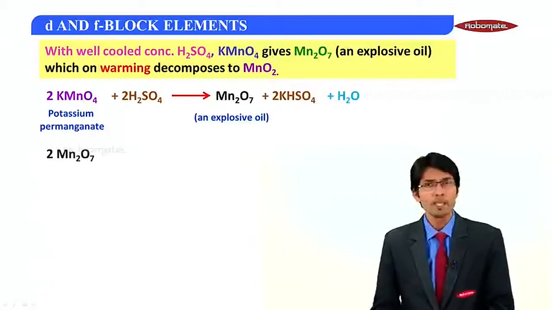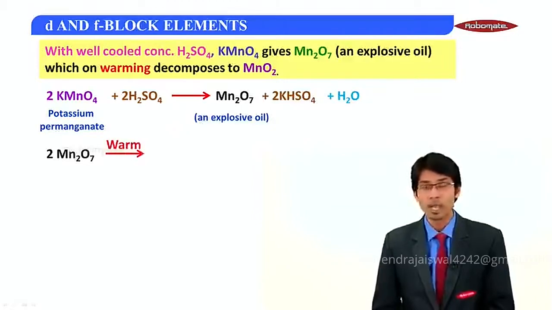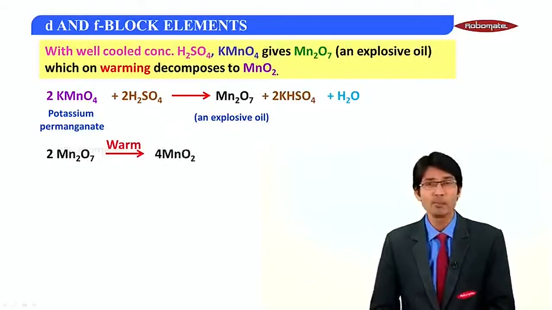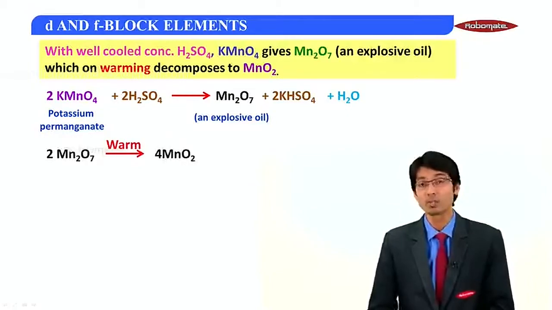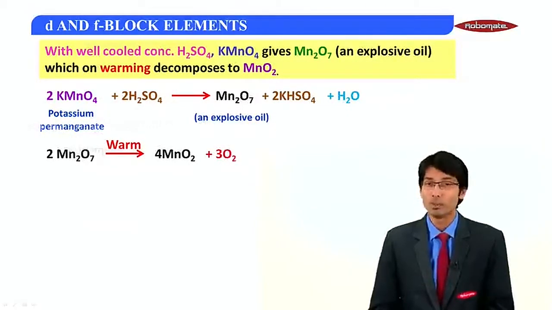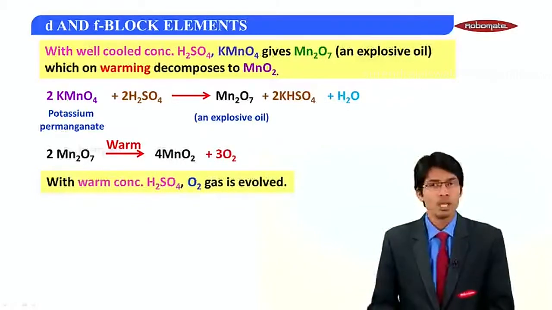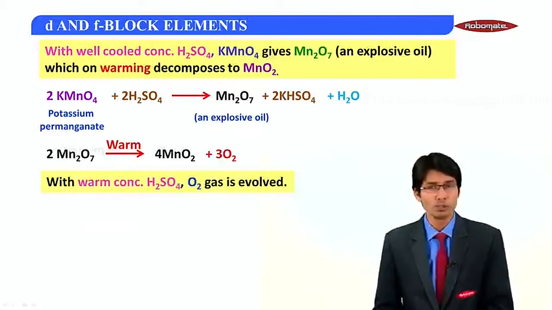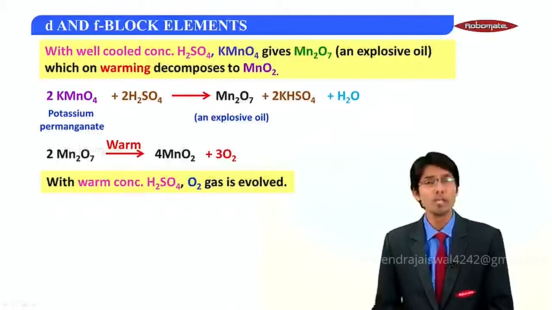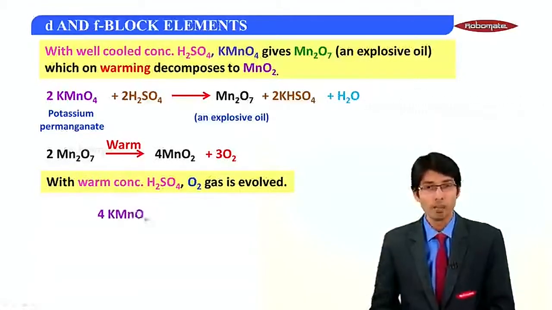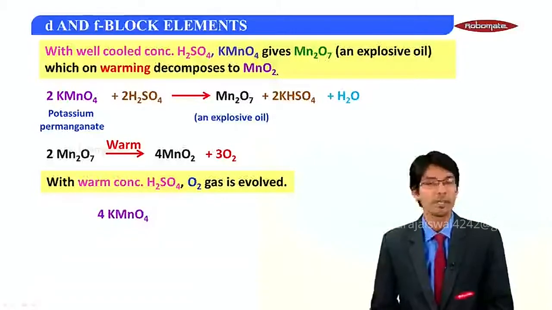In the next reaction, this explosive oily liquid Mn2O7 is highly unstable, and on slightly warming it decomposes to give manganese dioxide, which is a black colored substance, along with the liberation of dioxygen. With warm and concentrated H2SO4: in the very first case we treated KMnO4 with cold H2SO4, but when it is heated with hot H2SO4, the product is different. In cold condition potassium forms bisulfate, but here it is going to form sulfate.